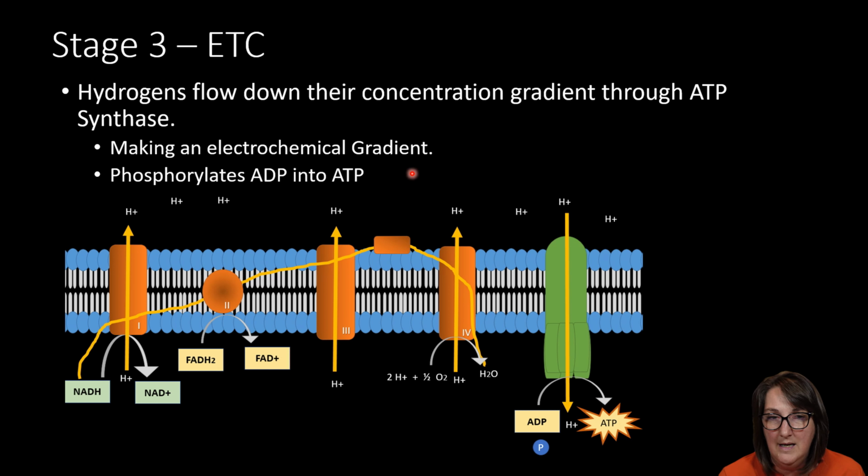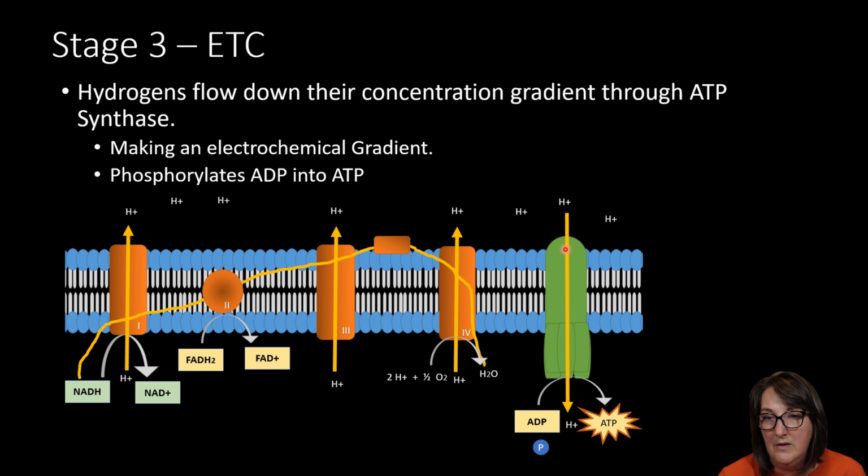And the only way it can come through is down its concentration gradient. These hydrogens are getting pumped out. They do not want to be in this space. They want to be here. But this negative charge is forcing them into this intermembrane space. So the only way they can come back in is through ATP synthase.